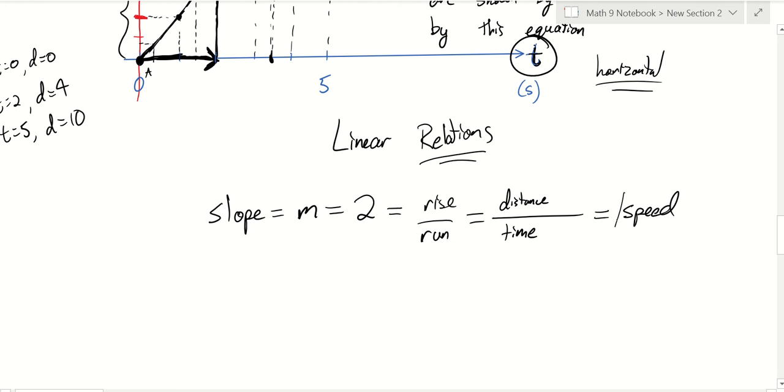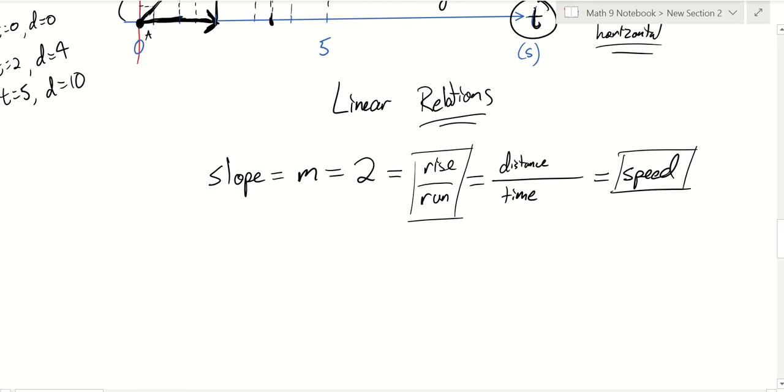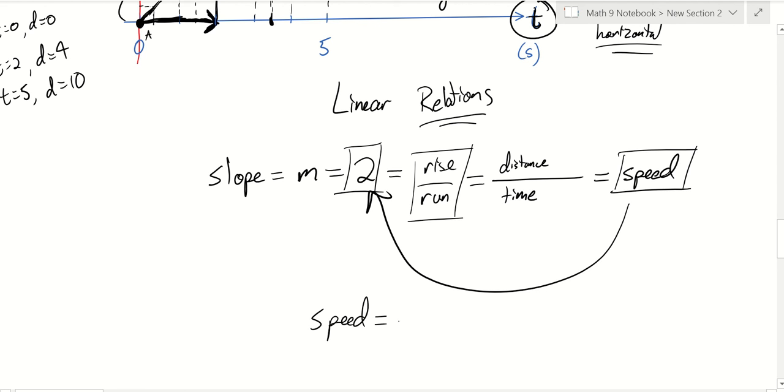So this is another advantage of graphing all of these correspondences like this: if we are able to calculate the rise over run of some sort of distance versus time graph, or position versus time graph, we can get the speed as well. And what is the speed? 2, the speed here is 2. And what is our distance unit? Meters. What is our time unit? Seconds. So the speed here is 2 meters per second.